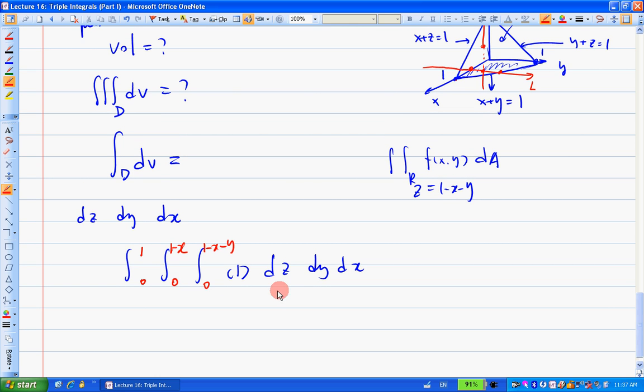Now, if I do the first integral, you can carry out the integral here. So what do I have? I have the first one here, I'm not going to do this, I'll do this one here. I have 1 minus x minus y minus 0, and then dy dx.